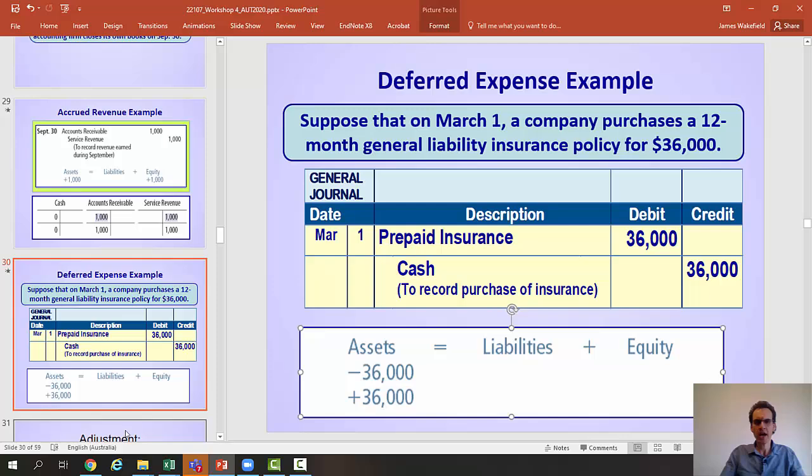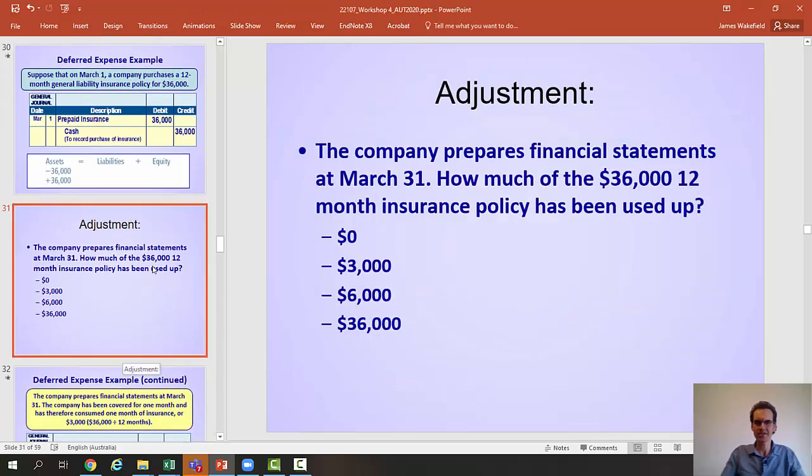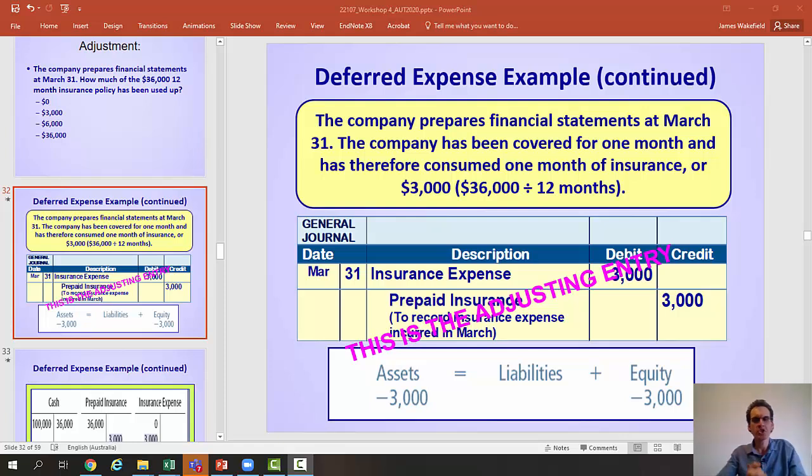Now, the question I have for you that I would like you to answer right now is, if the company is preparing its financial statements at 31 March, how much of the $36,000 12-month insurance policy has been used up? I would like you to answer the question that will be appearing now. Okay, so what did you answer?